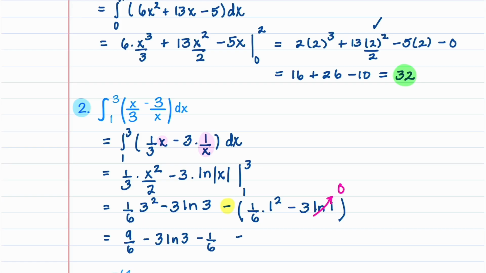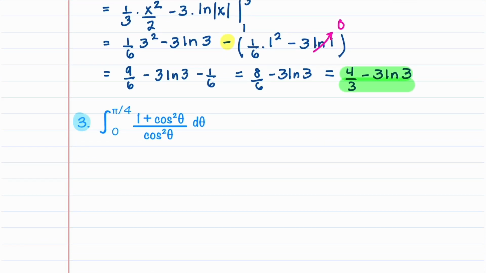9 over 6 minus 1 over 6 is 8 over 6, minus 3 natural log 3. And then let's divide 8 and 6 both by 2. So that gives us 4 over 3 minus 3 natural log 3. And that's our final answer.